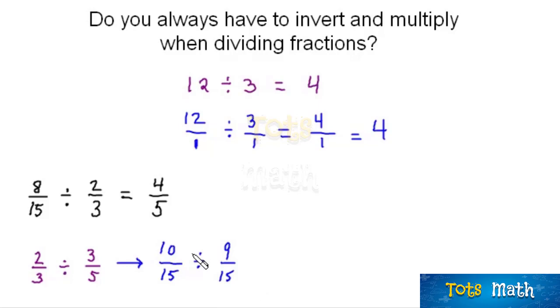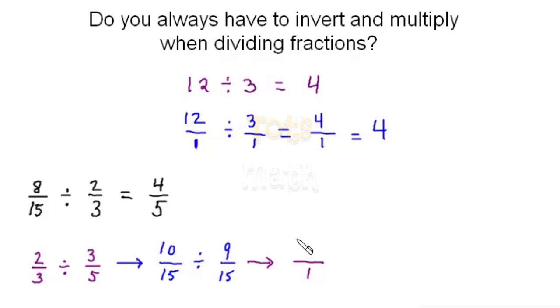Well, this is a little better. I can divide the denominators, but 10 is not a multiple of 9. But let's go ahead and do it anyway. We get 15 divided by 15 is just 1. 10 divided by 9 is going to give me a fraction. So let's just write it as 10/9. So now this is saying 10/9 divided by 1. And that's simply 10/9. And that's 1 1/9.